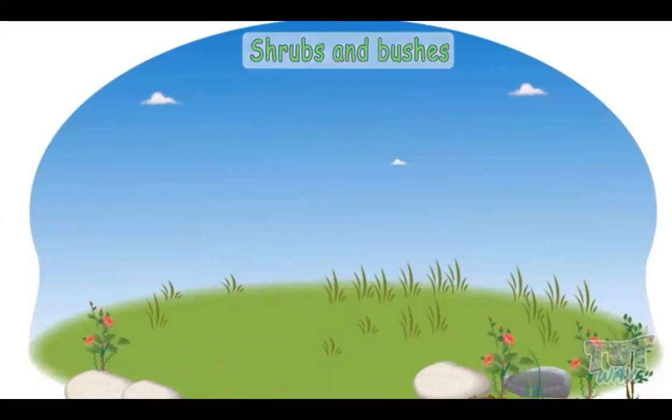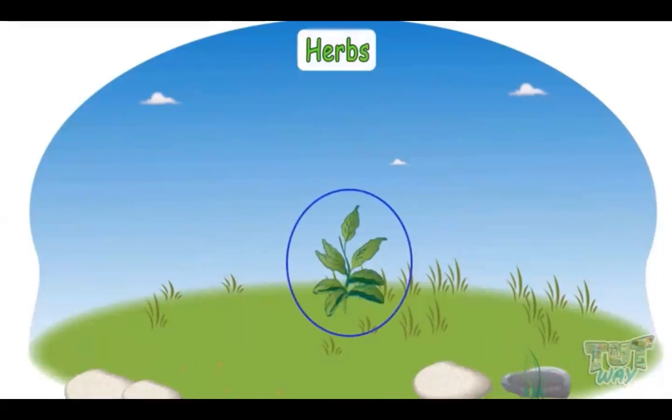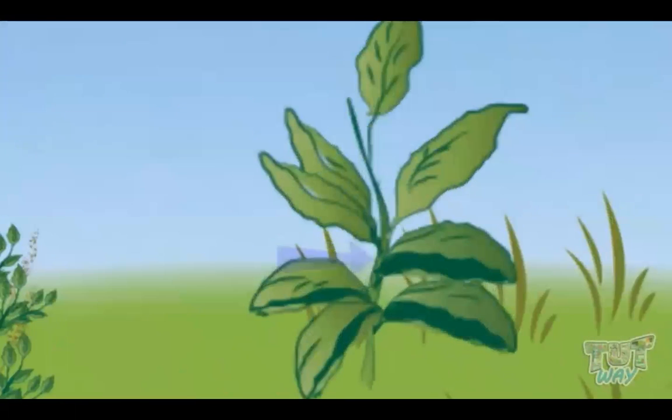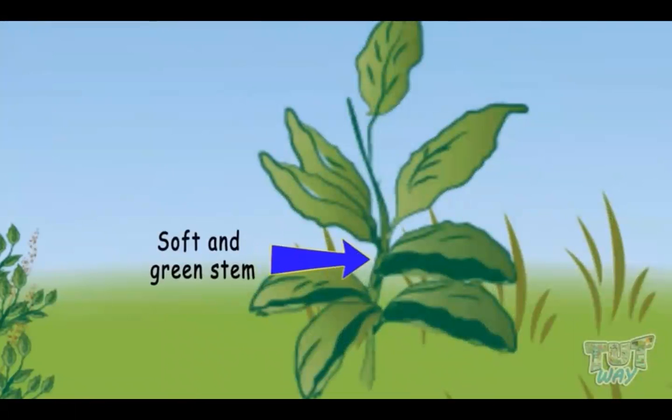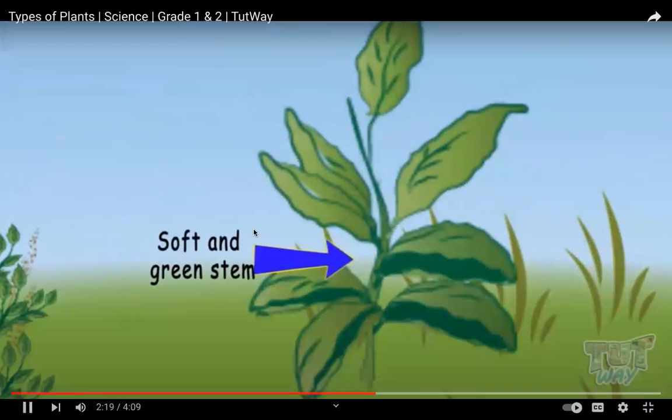Now see, what are herbs? Herbs are very small plants with soft stems. Their stems are not hard and mostly are green in color. So what are shrubs? Shrubs are very small trees. See, this herb is a very small plant and it has a stem which is green in color. This stem is green in color. And another characteristic is this stem is very soft.